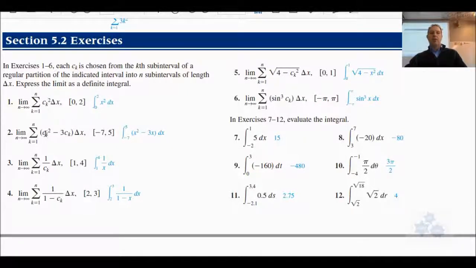So that's the connection here, the limit of the sums and the integral. Where we see c_k, just put an x. This part right here is the integral, this is the limits of integration, and this is just dx.